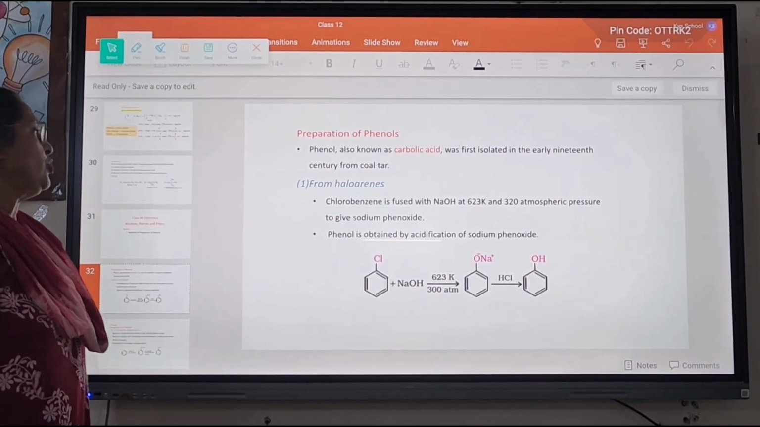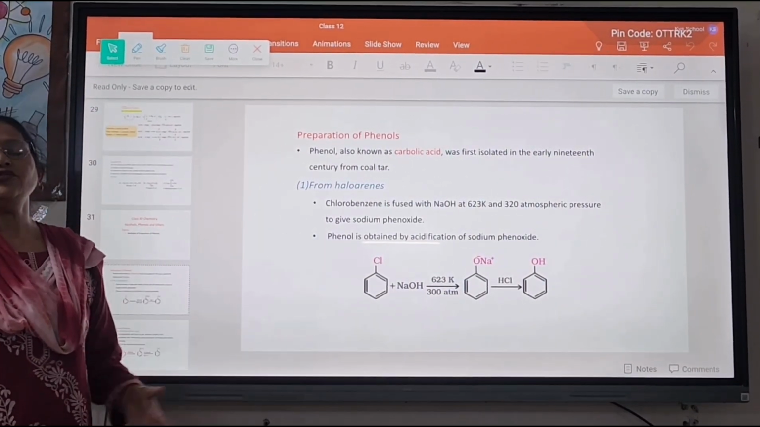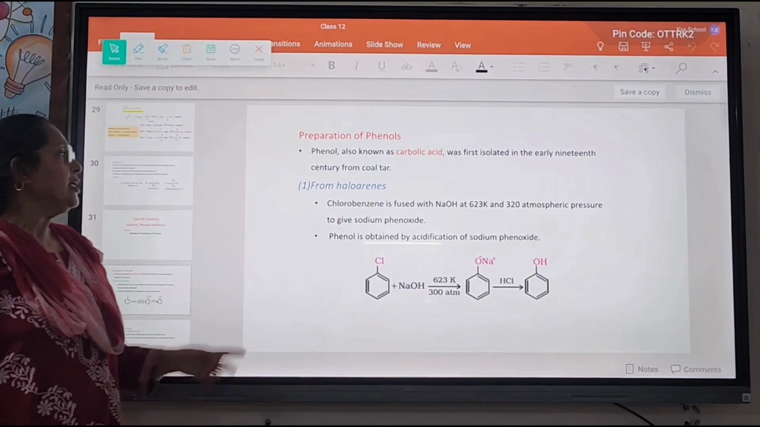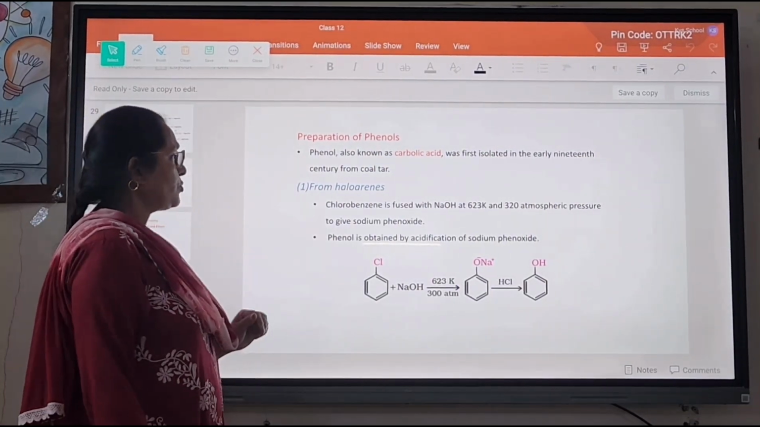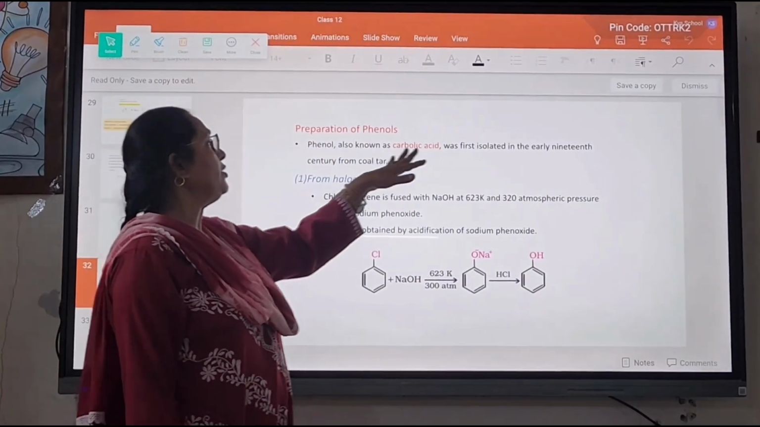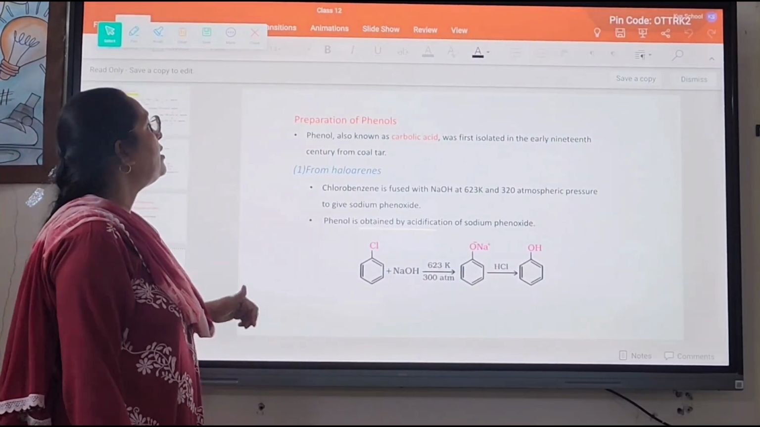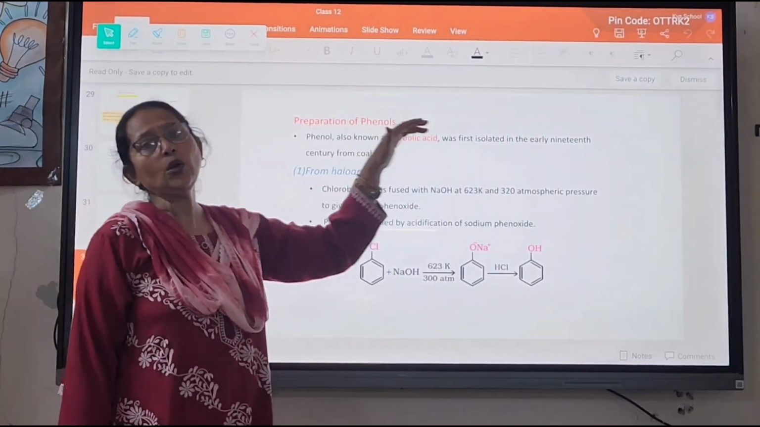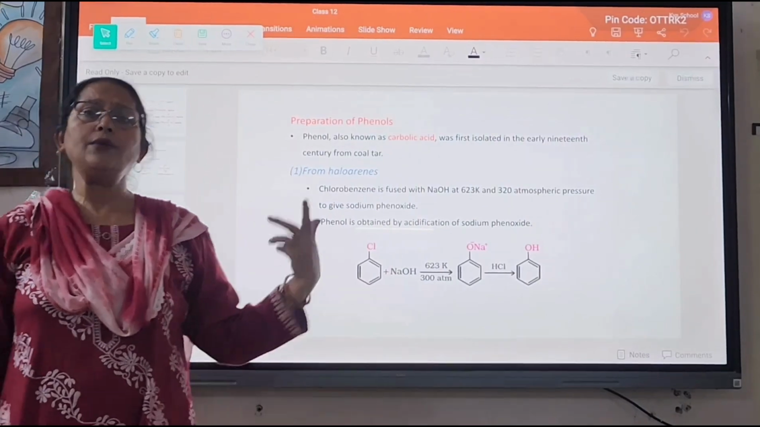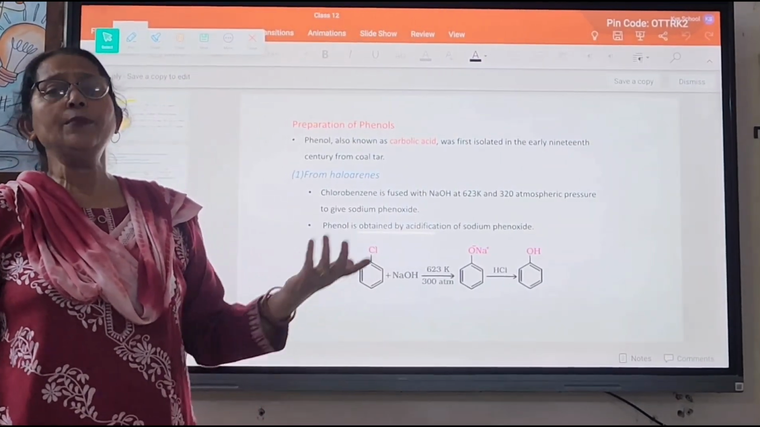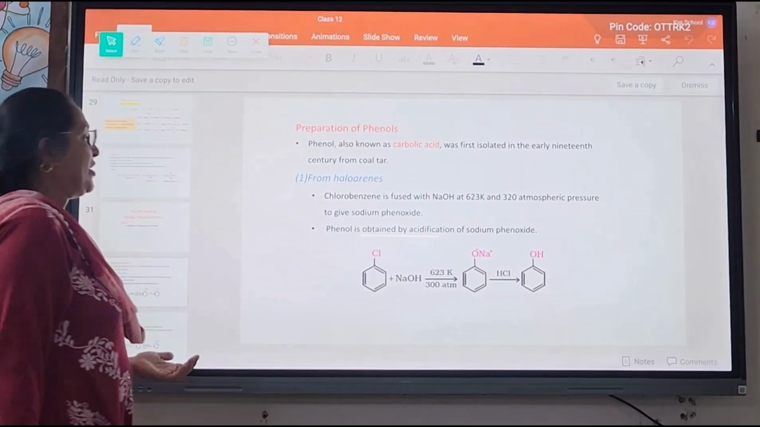The preparation of phenols. There are a few methods for the preparation of phenols. Number one, from the haloarenes. Phenol is commonly known as carbolic acid, and it was first isolated in the early 19th century from coal tar. So it is, you can say, a product of petroleum, crude petroleum.